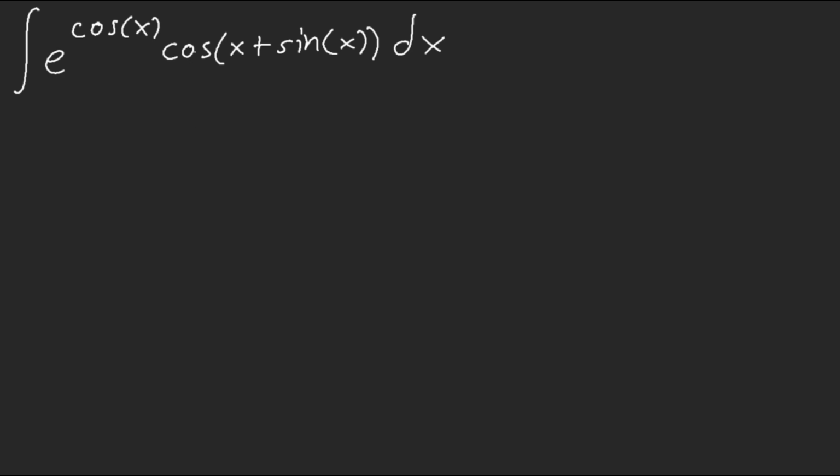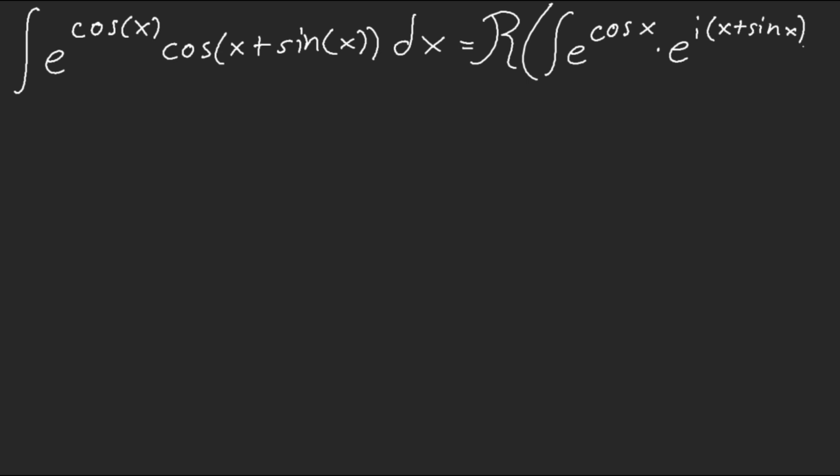Right, so we have cosine. We have this cosine here. So because we have cosine, I'm going to take the real part of e to the cosine of x, and now that cosine is now e to the I. Instead of cosine of x, it's cosine of x plus I sine of x. So instead of e to the ix, it's e to the I of x plus sine of x. Okay, so that's how that works.